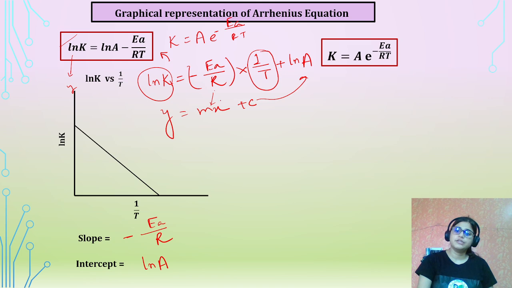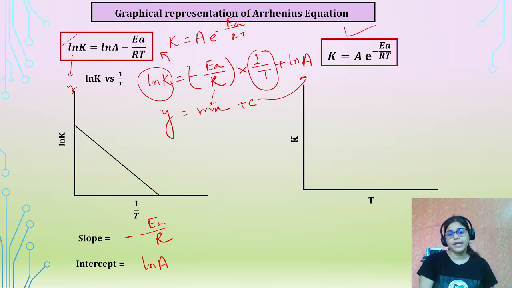Now for this Arrhenius equation, if we want to plot k versus T, we know that when temperature is increasing, k will increase, right? So exponential increase of k will be there when we increase the temperature. This will be the graph for this one.